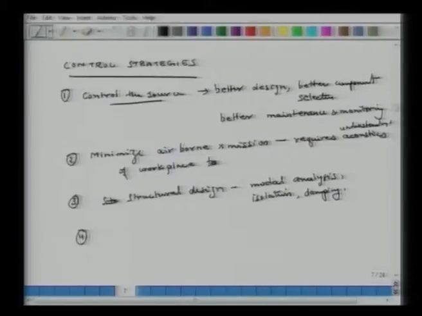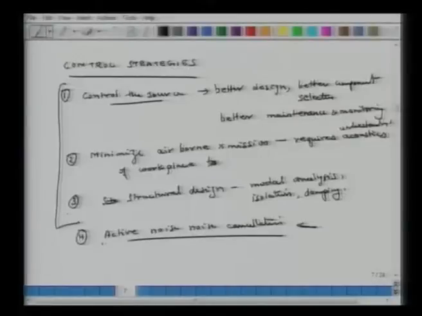And the final one is active noise cancellation. So people start with active noise cancellation, but this is in general the most costly and probably the least effective approach in general. But if you already have a problem at hand, then it's definitely looking at an active noise cancellation approach. But if things are being designed, people are planning, then all these considerations could be kept in mind while the whole system is getting developed.